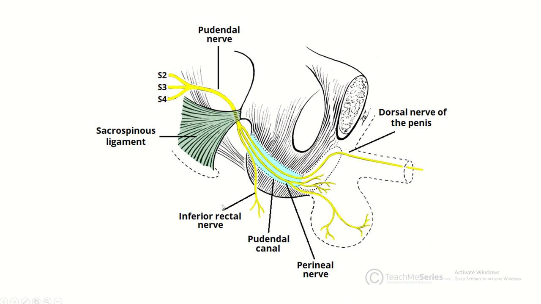From posterior to anterior, the following branches: the inferior rectal nerve supplies the external anal sphincter. The perineal nerve supplies the muscles of the perineum. The dorsal nerve of the penis or clitoris is sensory, supplying the glans penis or clitoris.